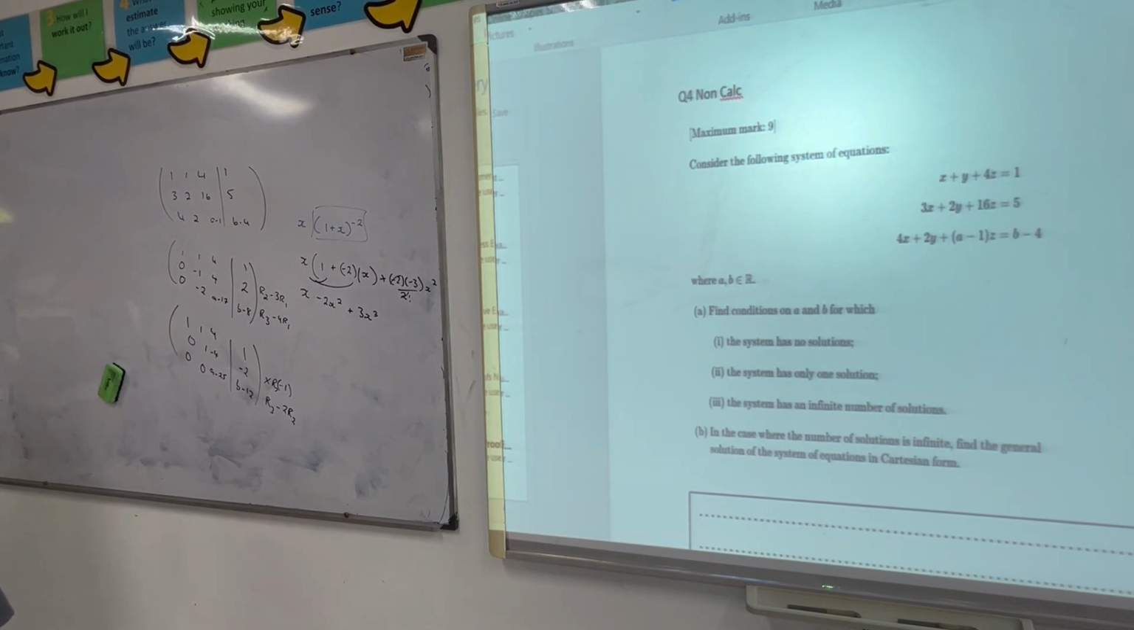Find the condition the system has no solutions. What do we want for no solutions? No solutions at the end. We want 0, 0, 0, a number. 5 is not the number. For infinite solutions then is different. That's where we want all the zeros.